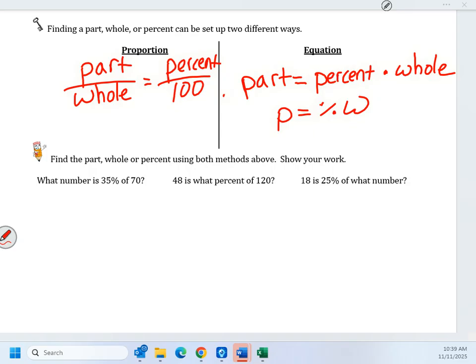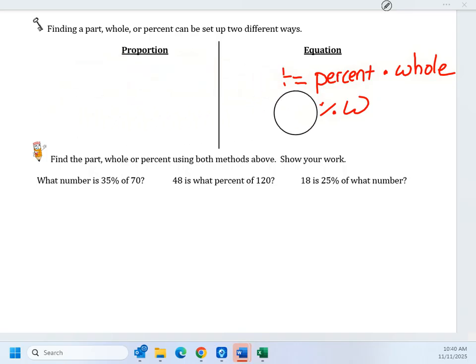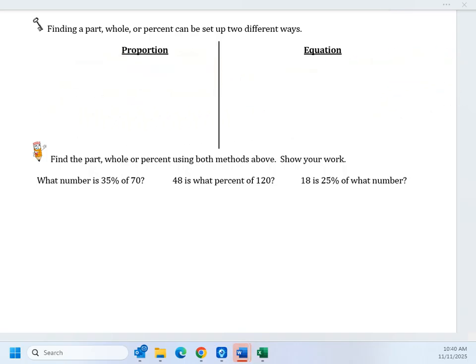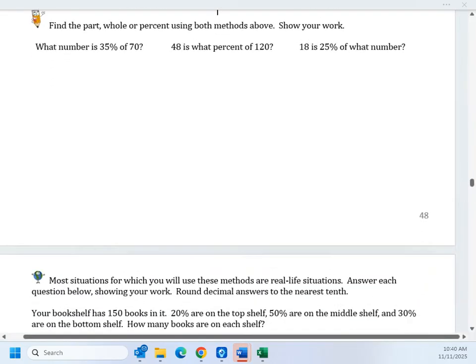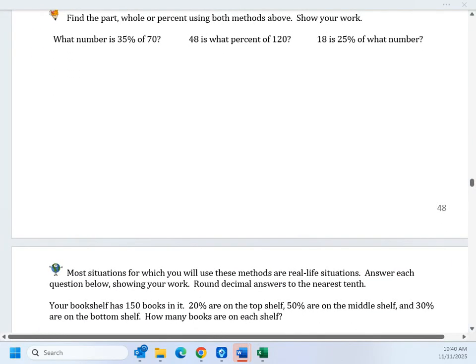So, on our homework, it does say show your work. That's writing out the calculation. What work am I going to do? I'm going to erase this so I can scroll up, but you'll still be able to see. We're going to do it both ways. Use both methods above. So first, let's look at our proportions.